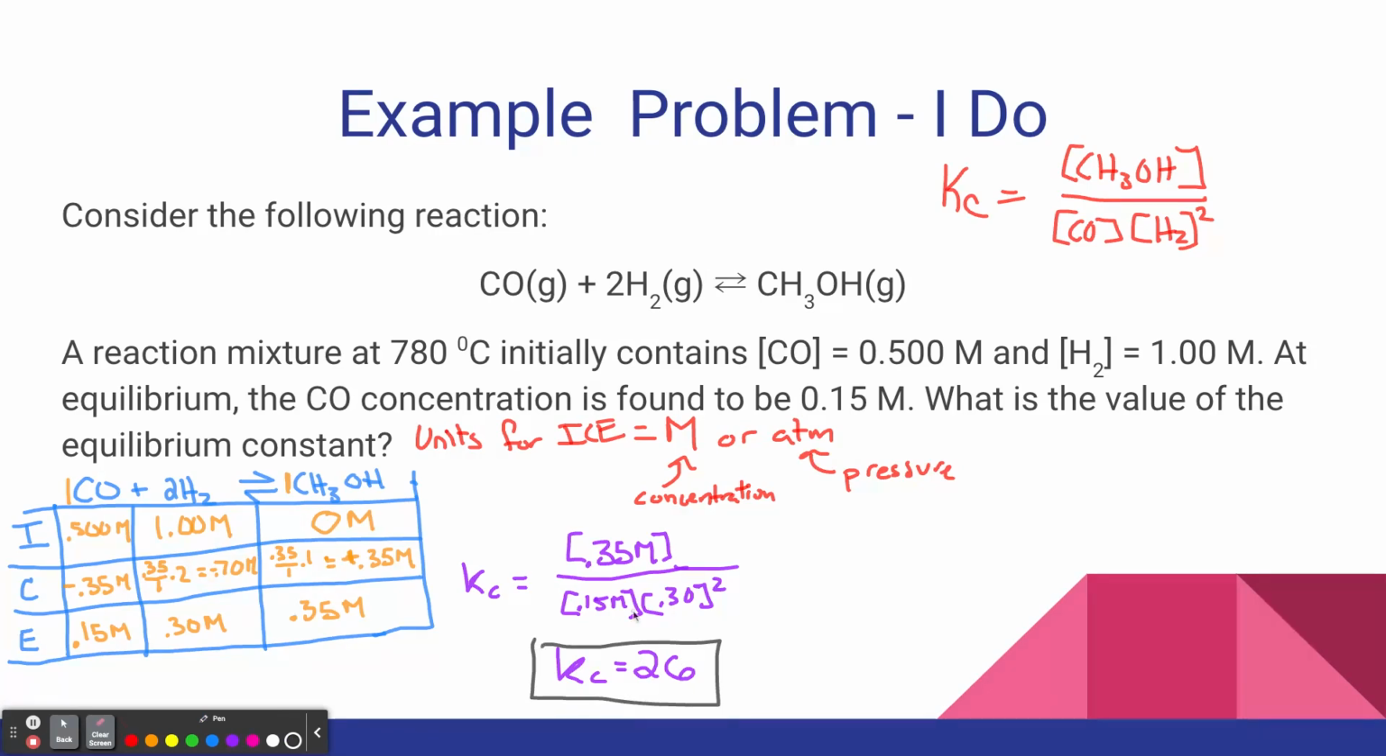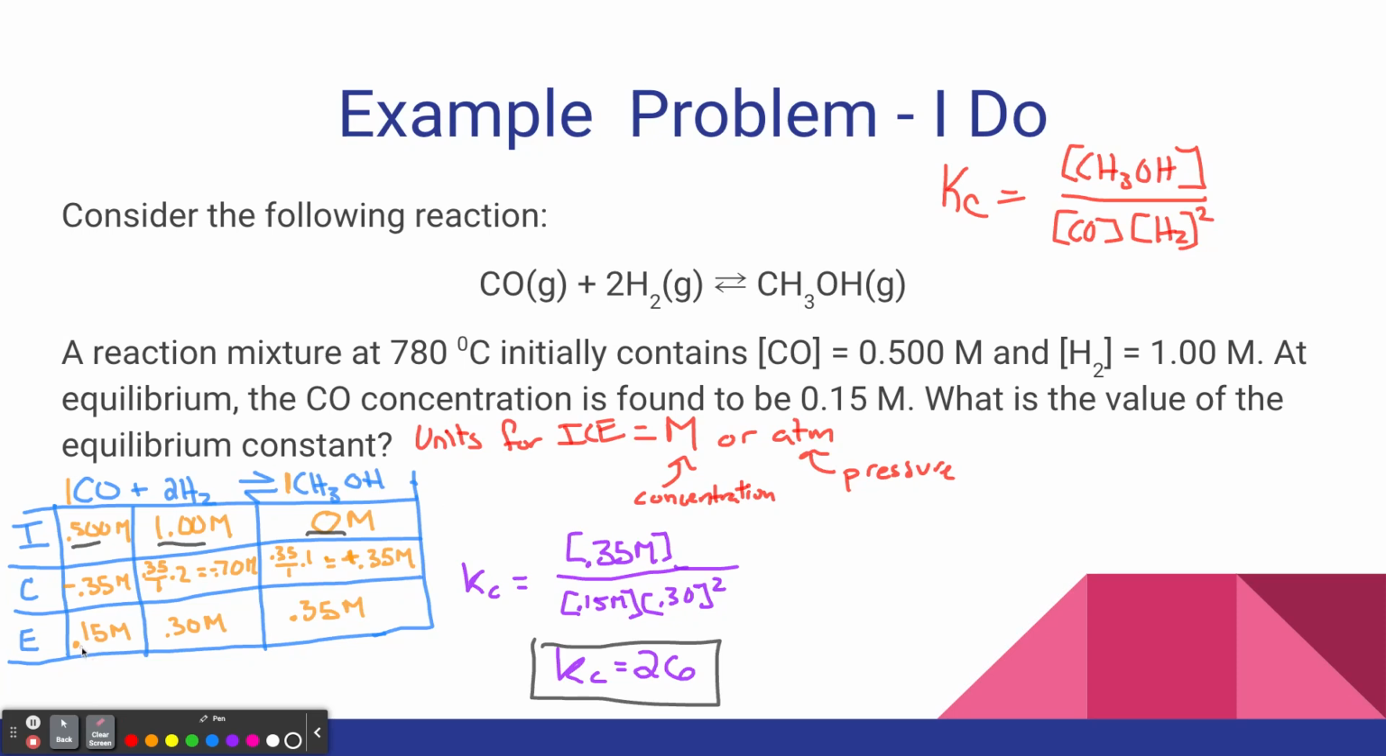So to recap what we did here: first thing first, we checked to see if we had a balanced chemical equation. Once we checked that, we wrote the equilibrium constant expression Kc. So Kc in this case was the concentration of methanol over the concentration of carbon monoxide times the concentration of H2 squared. Then we drew our ice box, right? We plugged in our initial concentrations, which in this case were 0.5 molar for carbon monoxide, 1 molar for H2, and then 0 molar for methanol.